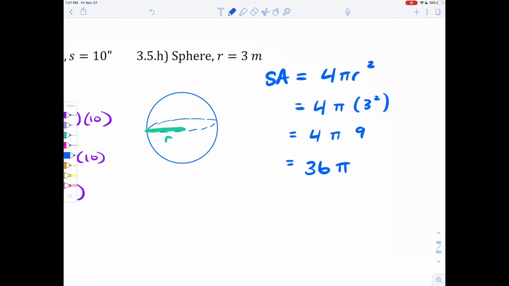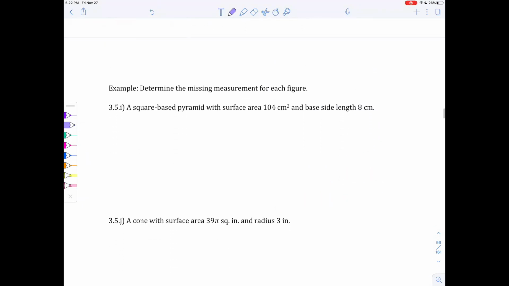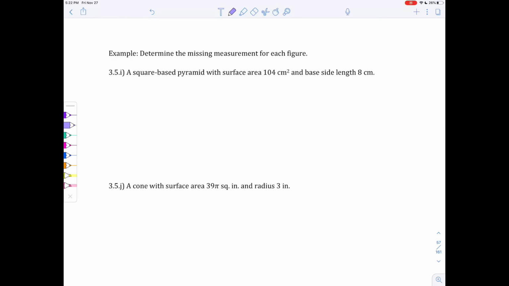If I want to talk about exact values, I need to make sure that I include my units. Because I have my units here in meters, my area units would be meters squared. This here is, of course, my exact value. But if I did want an approximate value, I would plug that in, 36 times pi, to the nearest tenth or 1 decimal place, would be 113.1 meters squared.